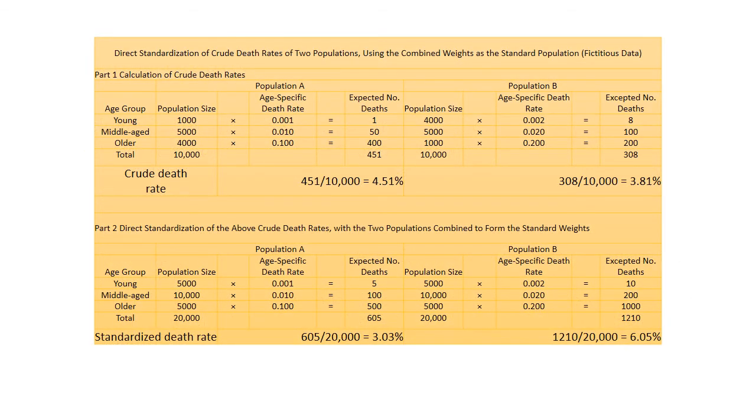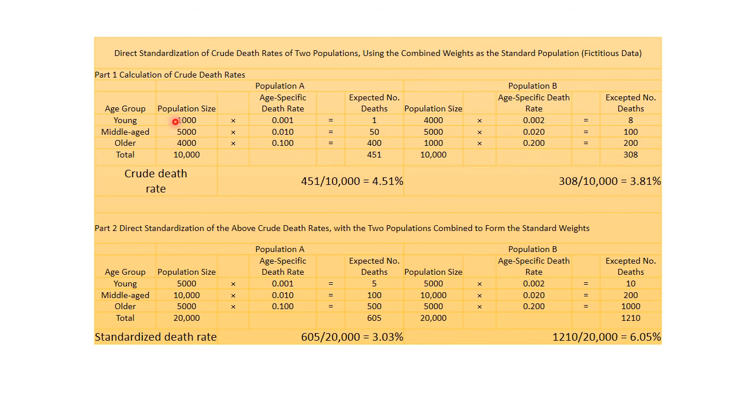This looks like a lot to take in, but just go with it. We're going to figure out what our actual crude death rates are, so we have to do the calculations first. Population A is on the left side here, population B on the right side. Age group is broken down into young, middle-aged, and older. Notice here that as far as our population goes, population A tends to skew middle-aged and older, right?